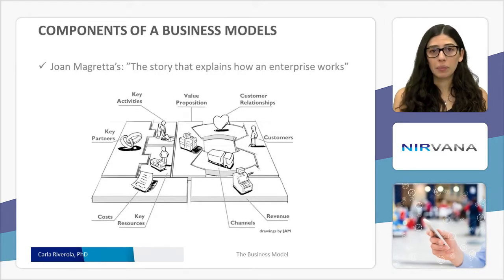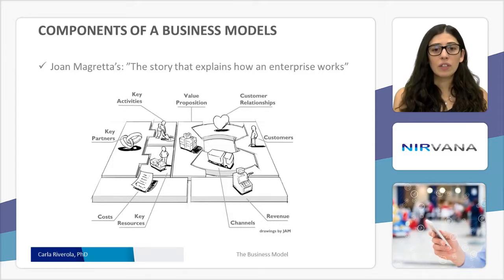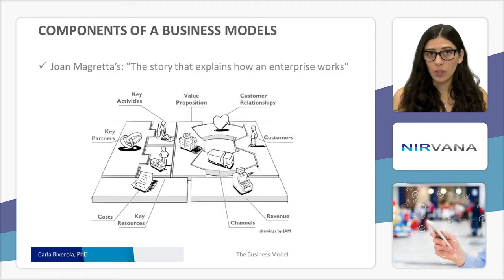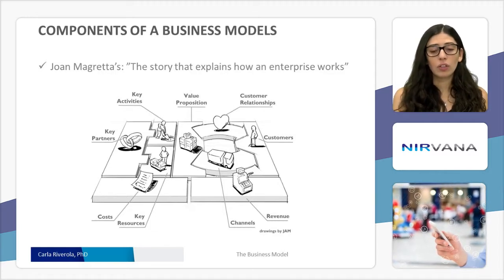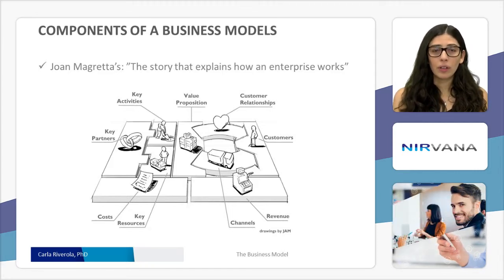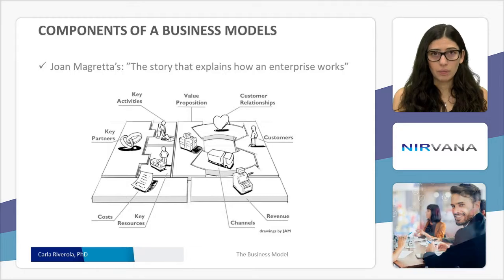But what is really a business model? According to John McGrath, a business model is the story that explains how an enterprise works. And there are 9 components in order to explain this business model. The first component is the value proposition.